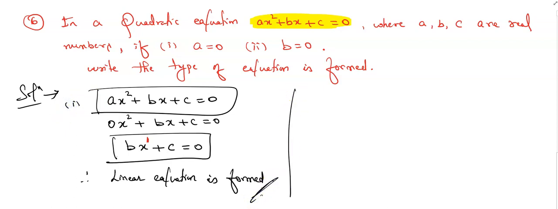Understood? Here we can see, just now we have discussed, right? If the highest degree of x in the equation is 1, if the highest power or highest degree is 1, then such type of equation we call a linear equation. So here linear equation is formed.